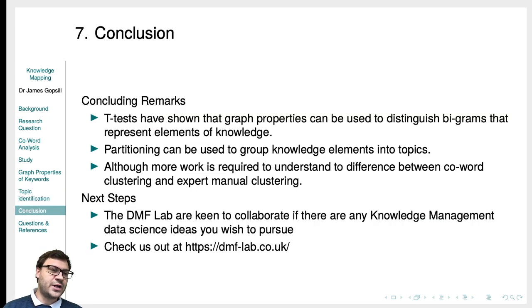So just to conclude, t-tests showed that graph properties can be used to distinguish bigrams or keywords within those networks. And partitioning did perform well in identifying topics, but those topics were not typical of what an expert would perceive as a knowledge topic. So more work needs to be done to understand what the difference is between those clustering methods.